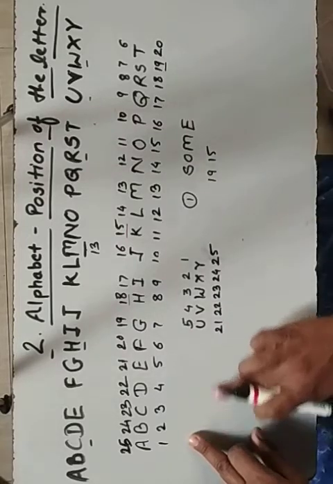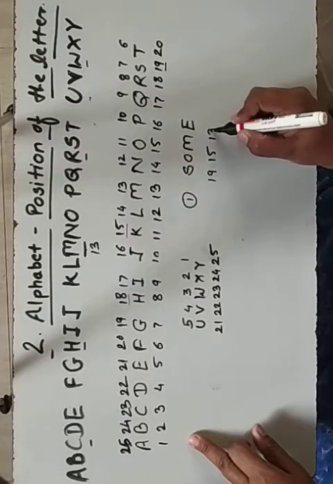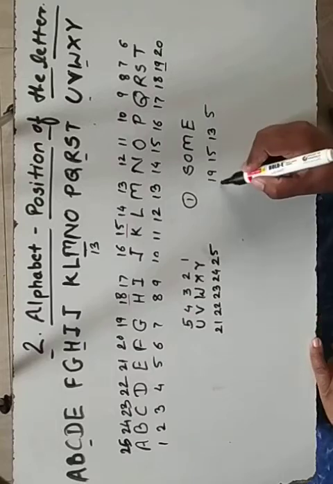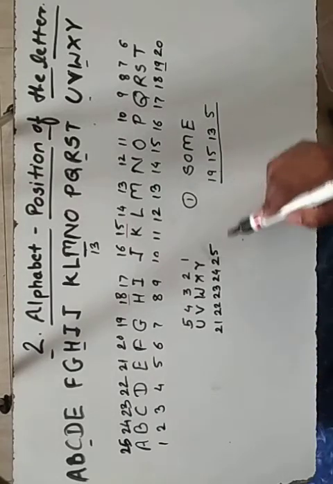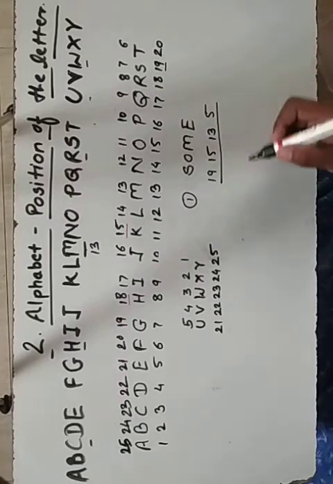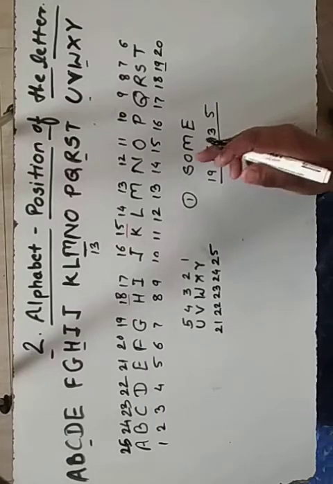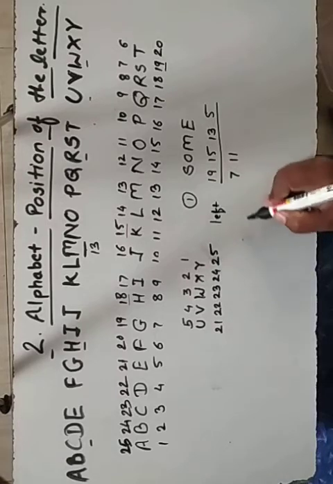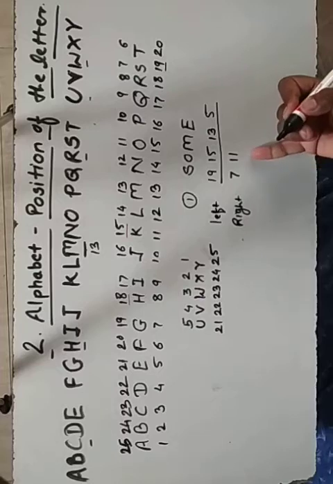M's position from the left side, it is at which position? 13th position. Okay, E's position is 5th position. So this is the group of numbers from the left side. And if the same thing they are asking from the right side, what will come here for S? 7, then 15. O's position is 15 from the left side, and from the right side it is 11. So 7, 11.